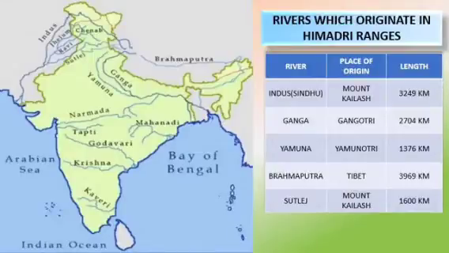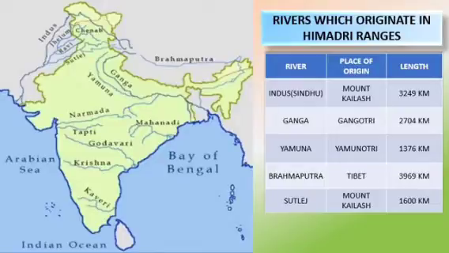Children, observe this map carefully. Let us understand the place of origin and length of rivers which originate in Himadri ranges. The five major rivers which originate in Himadri are Indus, Ganga, Yamuna, Brahmaputra and Satluj. River Indus or Sindhu River originates in northern slopes of Mount Kailash near Manasa Sarovar, Tibet. This is the place of origin of river Indus. It flows towards Kashmir Valley and then towards Pakistan and joins Arabian Sea.